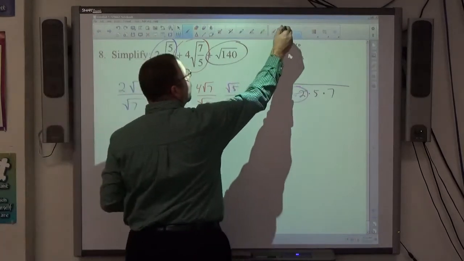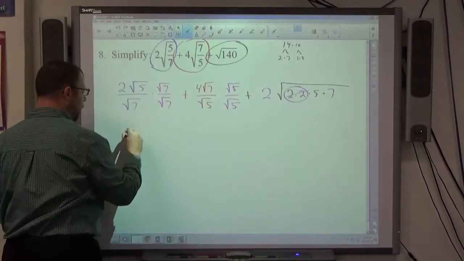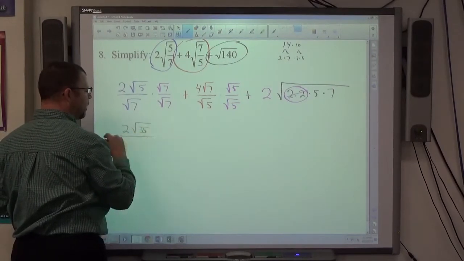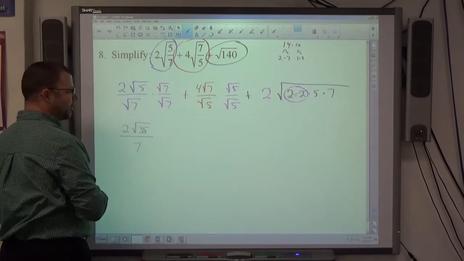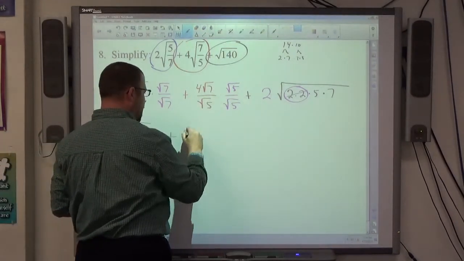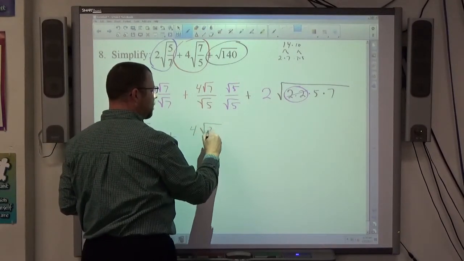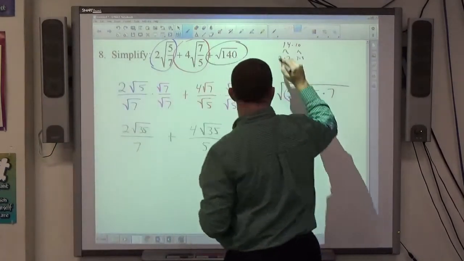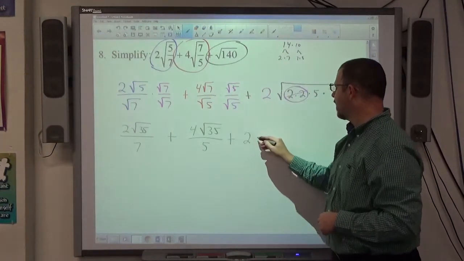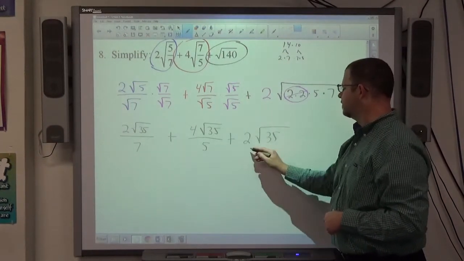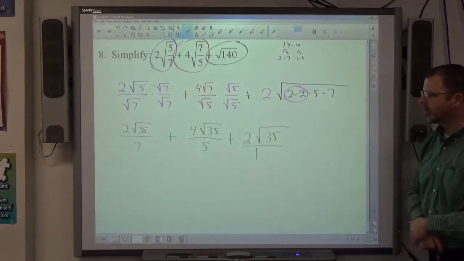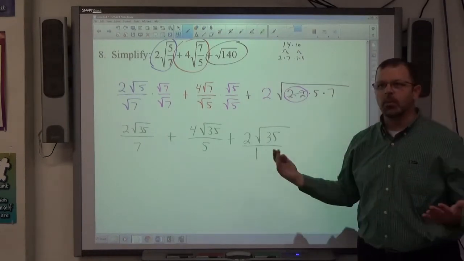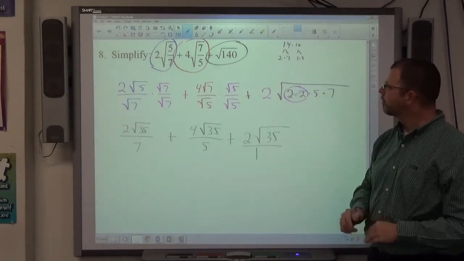And when we simplify what we're looking at at this point, on top, 2 is outside, square root of 5 and 7 are both inside. On the bottom, square root of 7 times itself makes 7. Here on top, 4 is outside, nothing happens to it. 7 times 5 is 35 on the inside. Square root of 5 and square root of 5 make 5 on the bottom. This last one, 2 got outside and 35 stayed inside. I'm going to put that over 1 to create a fraction look to it. At this point, all three of those radicals should be exactly the same. If they aren't, the bigger one can be reduced like this to make the smaller ones.